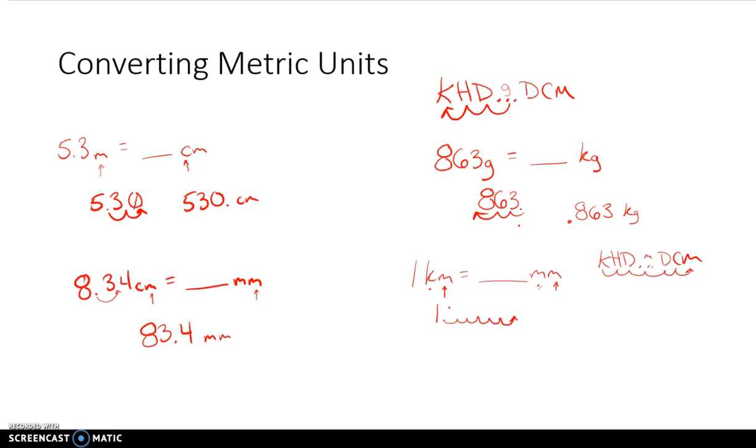That's a lot of hops. But what I have to do is fill in the zeros. So 1, 2, 3, 4, 5, 6. 6 zeros. You know what a 1 with 6 zeros after it is? That is 1,000,000. So there's 1,000,000 millimeters in 1 kilometer.